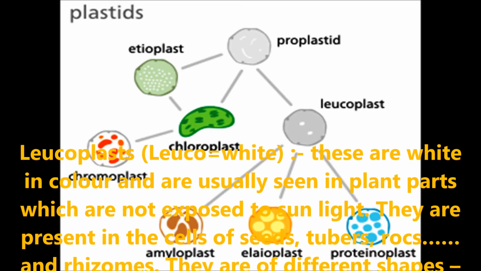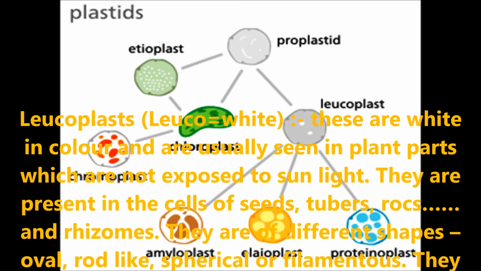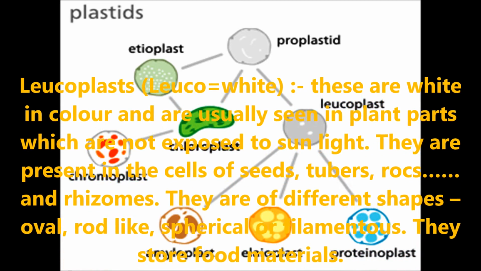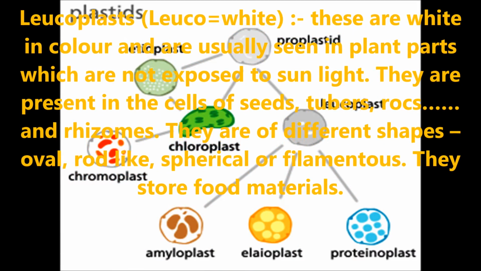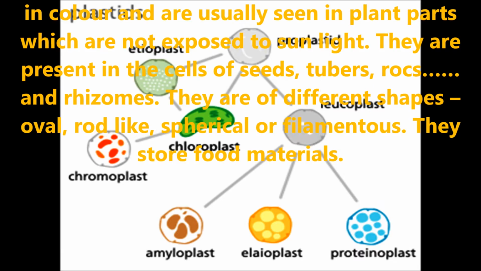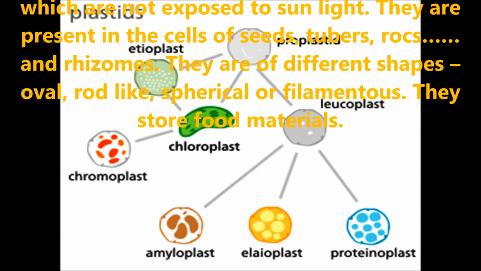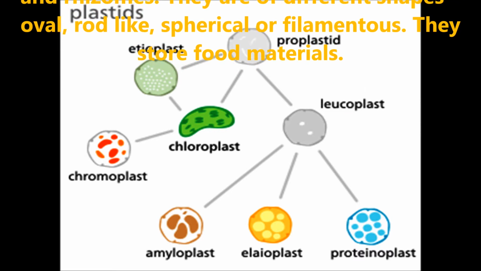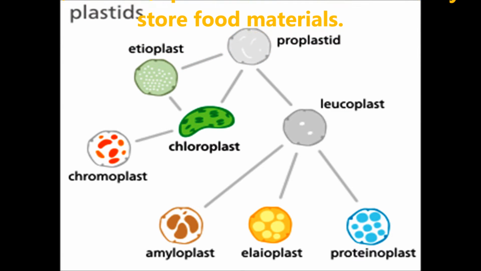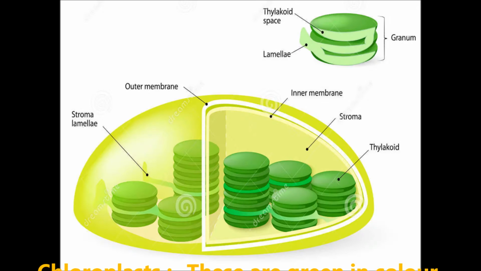Leucoplasts. Leuco means white. These are white in color and usually seen in plant parts which are not exposed to sunlight. They are present in the cells of seeds, tubers, roots and rhizomes. They are of different shapes like oval, rod, spherical and filamentous. They store food material.